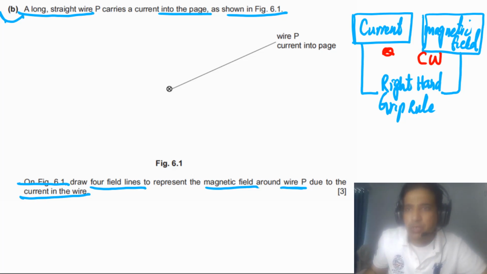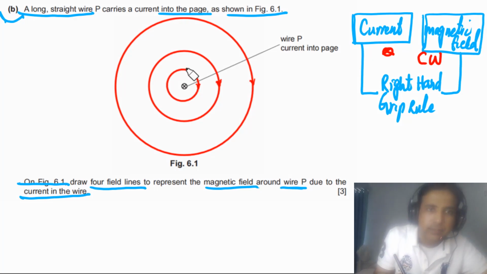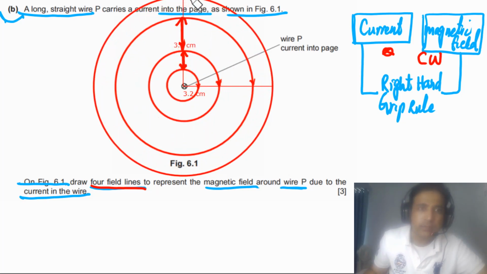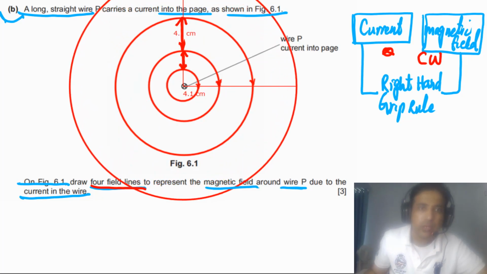So let me show you how you can draw the magnetic field. This is how you can draw the magnetic field. But one thing you have to be very clear, the gap between the lines, this gap, it has to keep on increasing. Actually this question is asking you to draw 4 field lines. I have already drawn 3 here. We can also draw another one like this. So these are the 4 field lines, this is how you need to draw 4.